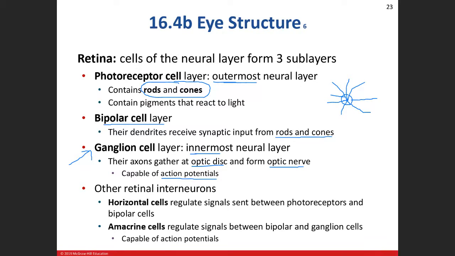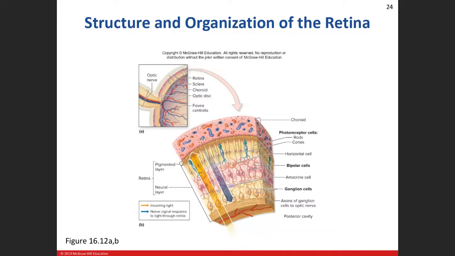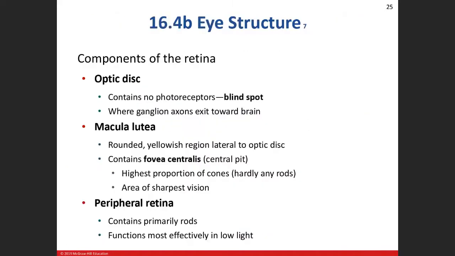All right, and then finally, the other two types of cells, these other interneurons, are going to be the horizontal cells and then what we call the amacrine cells. The horizontal cells are going to augment or regulate signals between our photoreceptors and the bipolar cells. And then the amacrine cells are going to do the same thing in regards to regulation of signals between the bipolar and the ganglion cells. We'll talk about their function more. All right, so yeah, we'll skip on that.